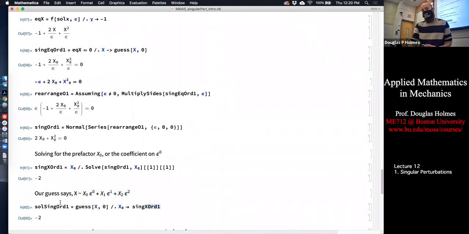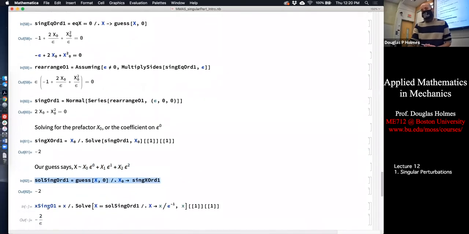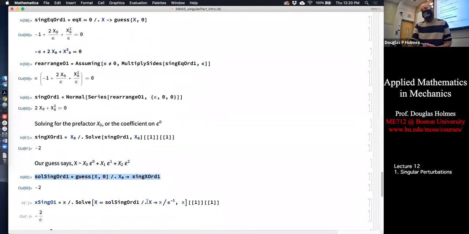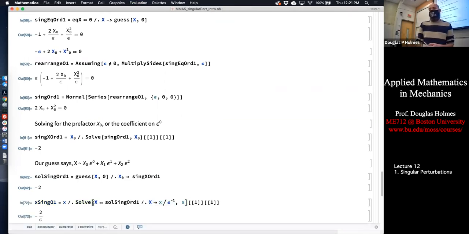So after I have my guess, I have to substitute in and say, oh, actually, hey, just remember, I need to find this for lowercase x, and capital X is a function of lowercase x, and it's lowercase x divided by epsilon to the -1. And so I do this final replacement here to find my singular order 1 solution.